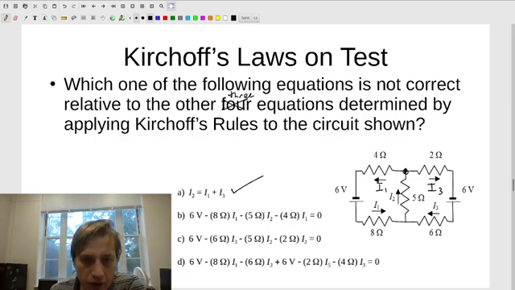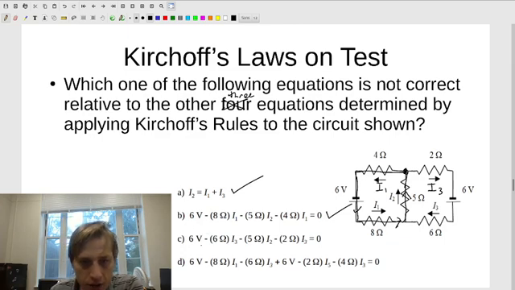Now let's look. We've got some loops. 6 volts minus 8 volts I1. Okay, so we're going here. Let's look, we're going on this loop. It must be going along this direction. Minus 5 ohms times I2. Oh, okay, we're going around the loop here. So far, so good. Minus 4 ohms times I1. Okay, so far, so good. Equals 0. I like it.